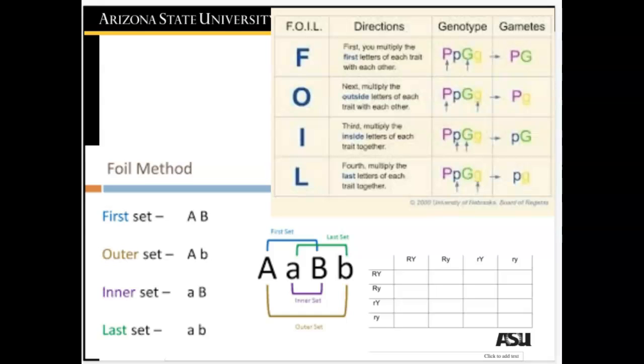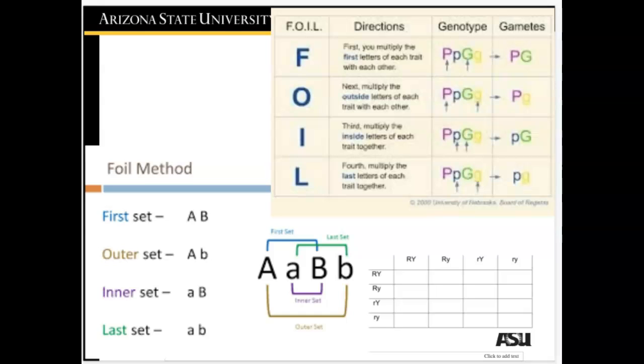In the instance of big A, big B, little b, we could have big A, big B, or big A, little b, or little a, big B, or little a, little b. In the case of big P, big G, we could have big P, big G, little p, big G, or little p, little g. These are the allele combinations that each parent could possibly contribute to make up the sperm or egg cell.